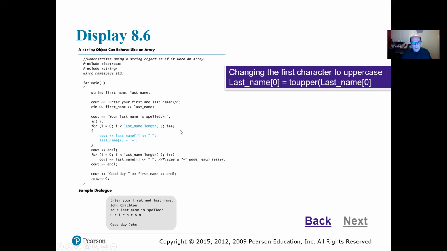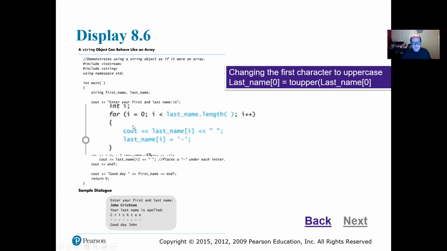So we are looking at this: if I want to go through the whole string, I'm going to start with 0 and go less than the length of the string. Mary was 4. So I start with 0, go less than 4. That's 0, 1, 2, 3. And then I can process it. I can do something about it.